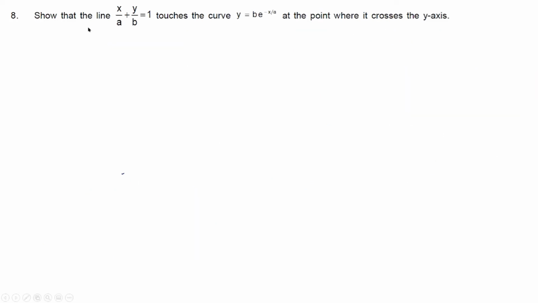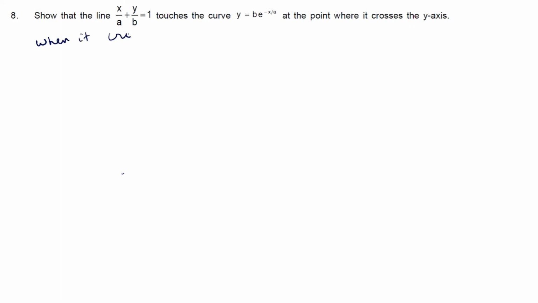The next question, show that the line x by a plus y by b equal to 1 touches the curve y equal to b into e raised to minus x by a at the point where it crosses the y-axis. So we need to show that this line touches this curve where it crosses the y-axis. So when it crosses the y-axis, it means x is equal to 0.